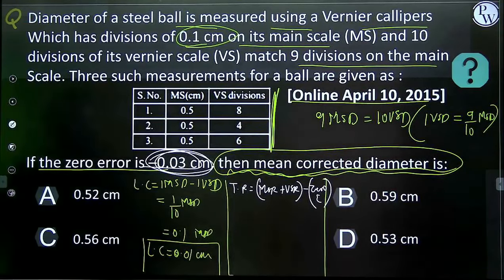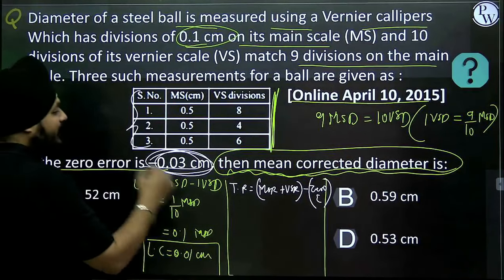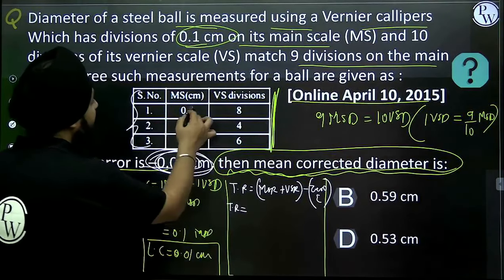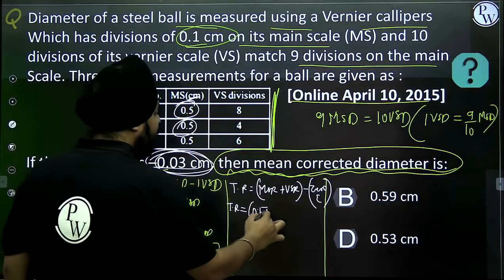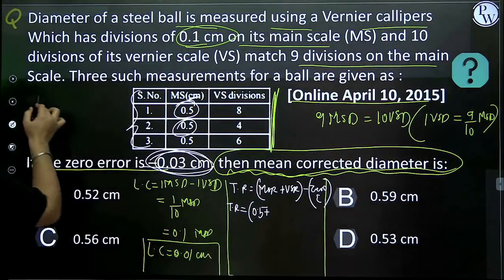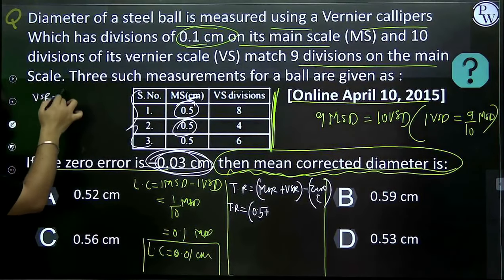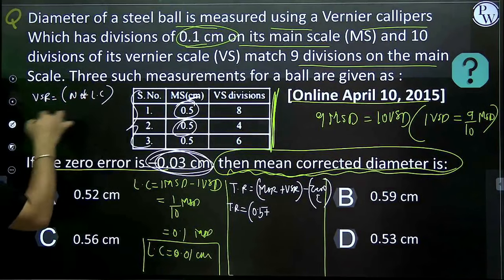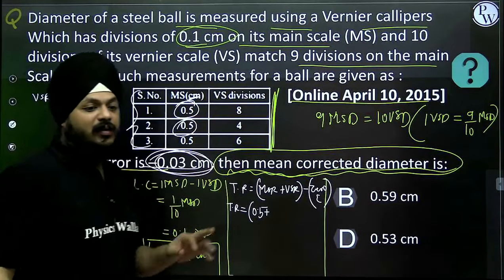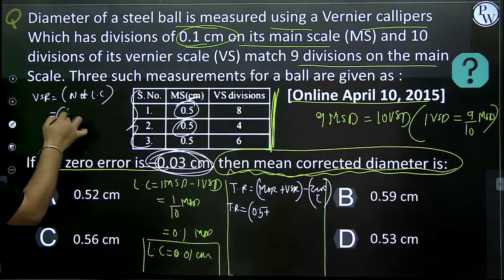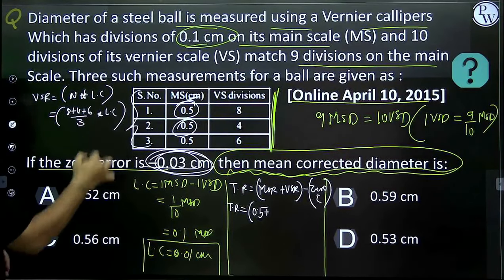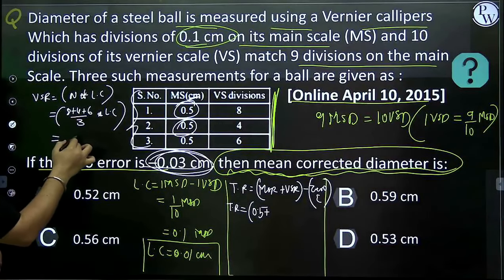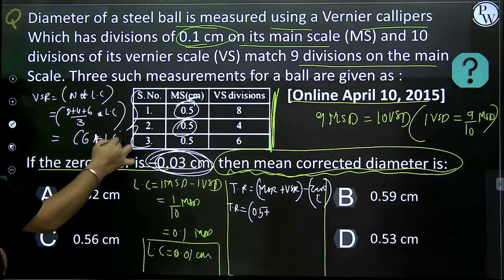So what will be the total reading here? We are going to get the average of this. Main scale reading is 0.5 centimeter, it is fixed, plus Vernier scale reading, that is n into least count. Here I am taking the average, that is 8 plus 4 plus 6, whole divided by 3, into least count. So 18 by 3 will be 6 into least count.